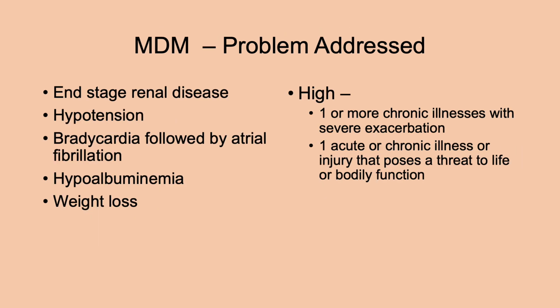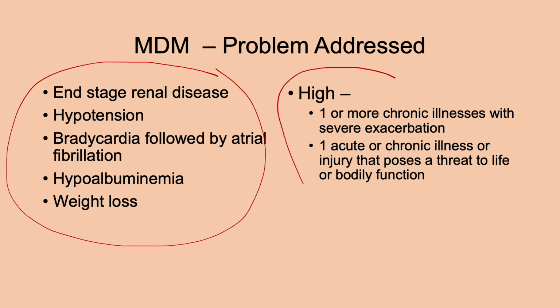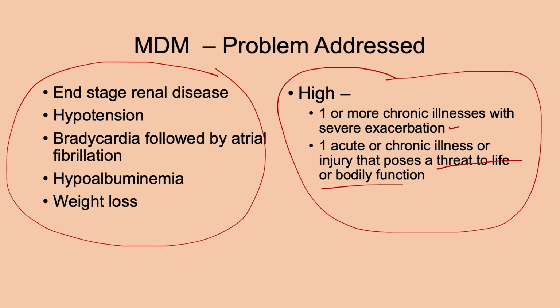So let's look at problem addressed and what level we're going to choose. This patient has a number of serious conditions, and these are listed over here on the left. And compare this to the description of problem addressed level for high. 1 or more chronic illnesses, severe exacerbation, threat to life or bodily function. They said the prognosis is not good. She's got a lot of issues. So we're going to say that this is high.